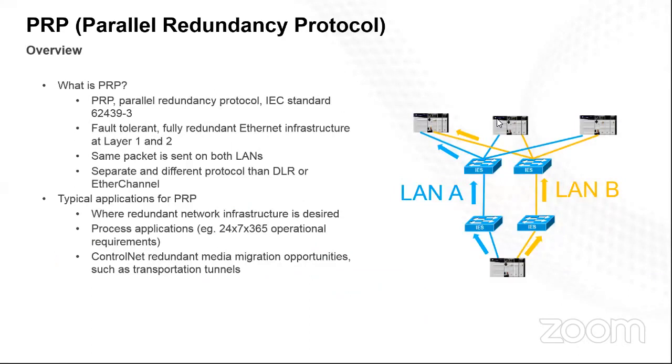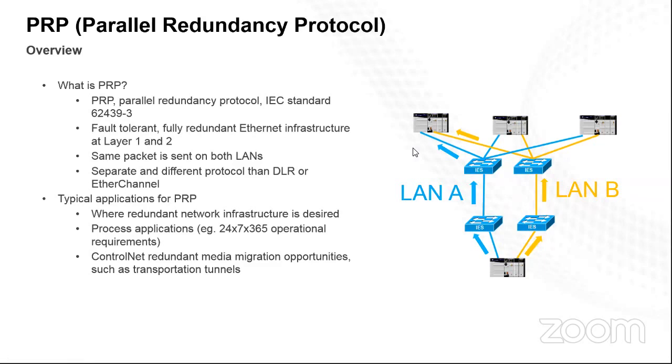So we've got LAN A and LAN B, and as you can see from the arrows, the same packet is sent from one controller, and it goes down 2 parallel paths, hence the name Parallel Redundancy Protocol. And then it goes over to your other controllers that need that information.